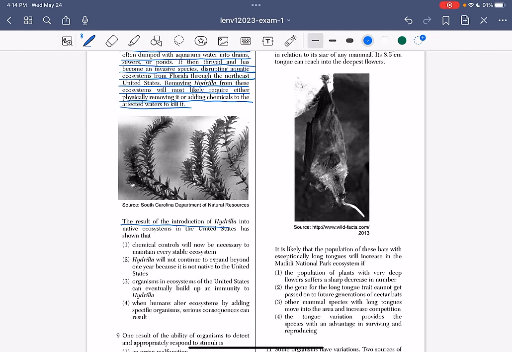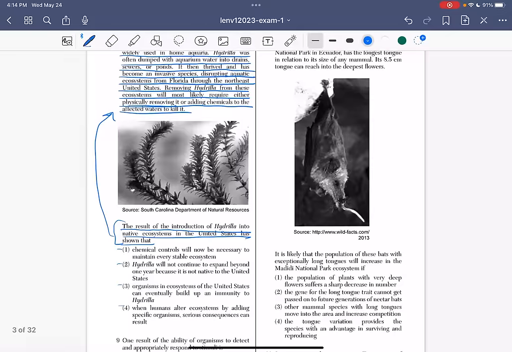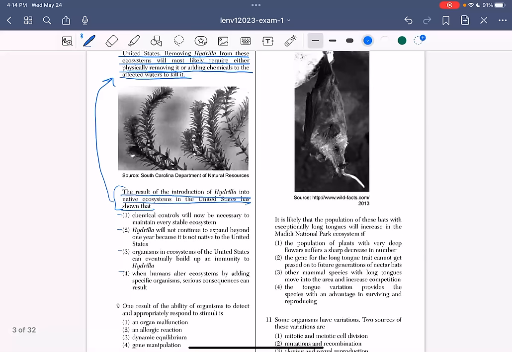The result of the introduction of hydrilla into native ecosystems in the United States has shown that. So this is asking about what we just read. So we have to see which choice best demonstrates information that we just read that's true. So let's take a look at number 8 choices. Chemical controls will now be necessary to maintain every stable ecosystem. That is incorrect. Hydrilla will not continue to expand beyond 1 year because it is not native to the United States. That's not true. Just because it's not native doesn't mean it can't grow. Organisms and ecosystems of the United States can eventually build up an immunity to hydrilla.